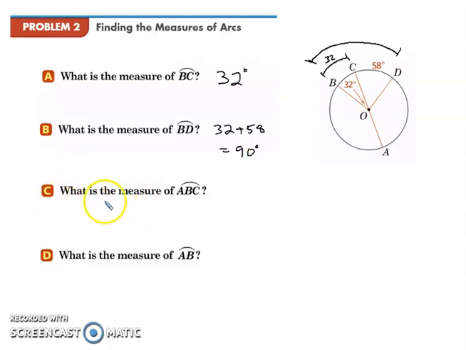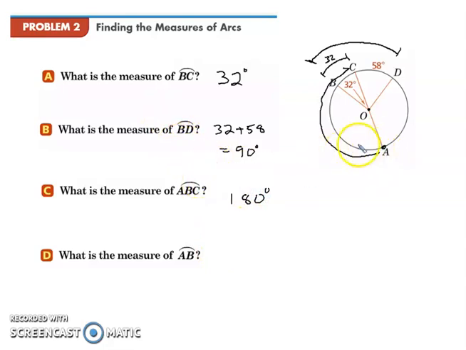Problem C, what's the measure of arc ABC? So now that's specifying to go from A to B to C. That's all the way around here. Now what I'm noticing this time is that AC is actually a diameter, which means that this arc around here is exactly half of the entire circle. So I don't have to do anything but know that's half of 360, so that'll be 180 degrees.